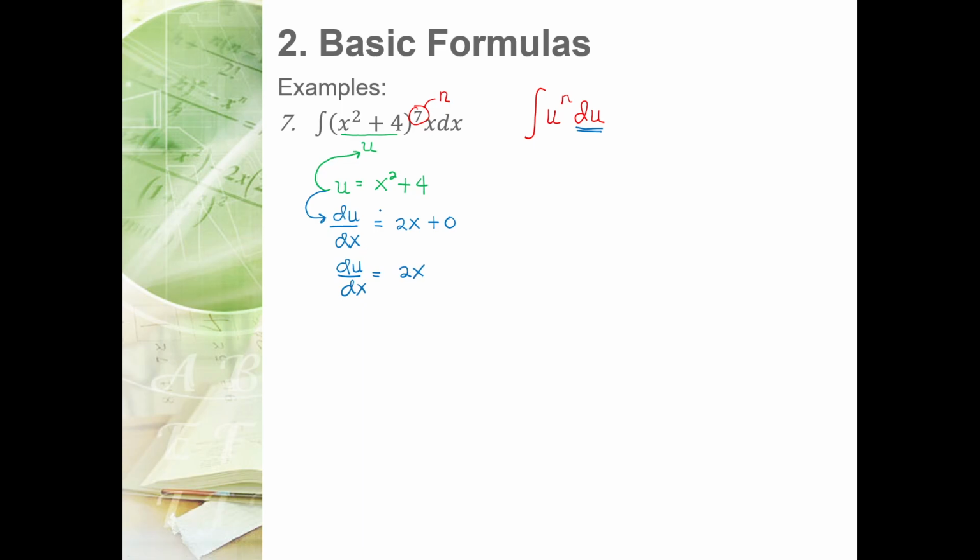Take note that on the right side, the remaining term we need to replace is x dx. And here we have 2x. If we multiply dx to the other side, we have 2x dx. What we need is just x dx, for it to be the same as the x dx above. So we divide by 2, and we have du all over 2 is equivalent to x dx.